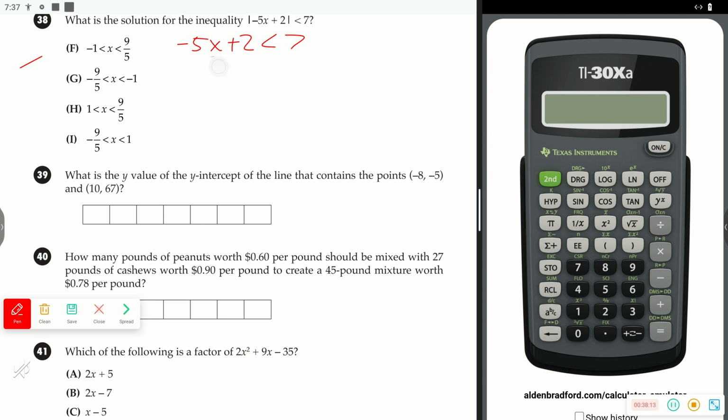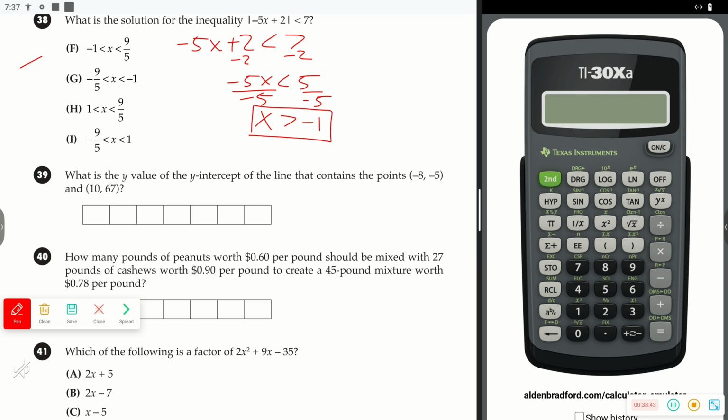We solve it just like it's an equal sign. This is an inequality. We can treat it just like an equal sign unless you multiply or divide both sides by a negative sign. Then you flip the inequality. So we're going to do minus 2 from both sides. So negative 5x is less than 5. We're dividing both sides by negative 5, so we have to flip the inequality. Negative 5 divided by negative 5 is 1. 1 times x is just x. 5 divided by negative 5 is negative 1.